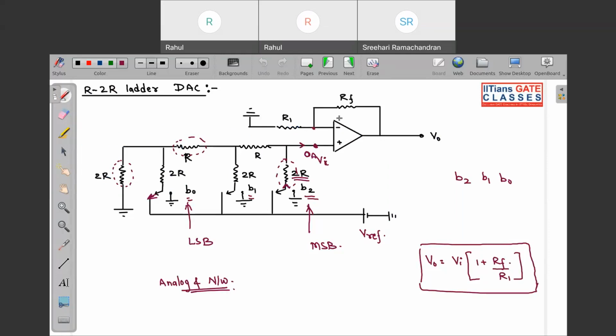Based on the circuit, you need to determine whether it is inverting or non-inverting. So here you can see the input is applied to your non-inverting terminal. So that is why this is your non-inverting R2R ladder DAC.